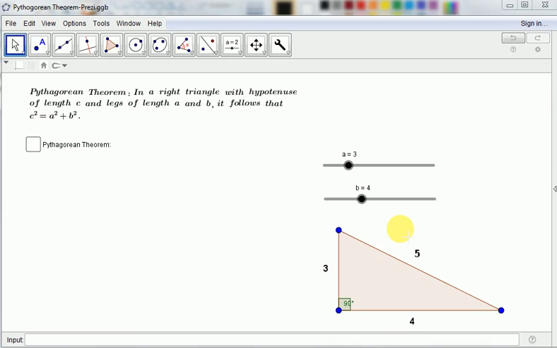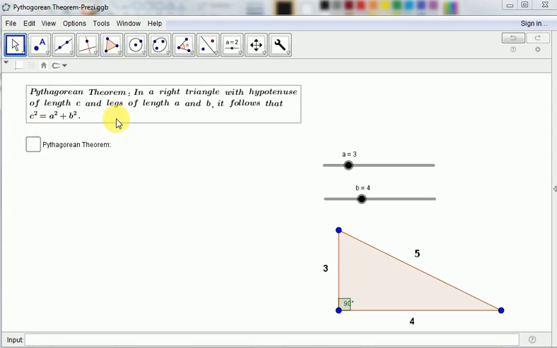In this file, we will be showing how the Pythagorean theorem works and how each side is related to the other. The Pythagorean theorem states that in a right triangle, with the hypotenuse of length C and the legs of length A and B, it follows that C squared equals A squared plus B squared.